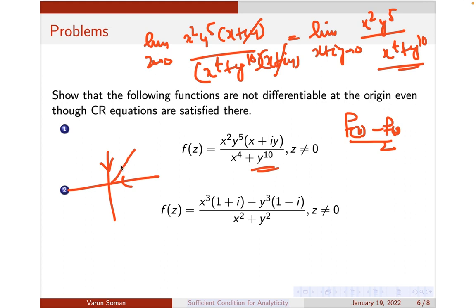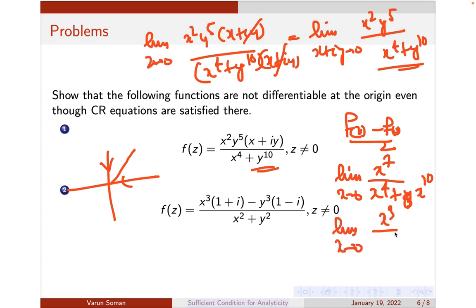If I come through the line x equal to y, it will become the limit as x tends to 0 of x raised to 7, because x is equal to y, by x raised to 4 plus x raised to 4 plus x raised to 10. At most you can simplify this to x cube by 1 plus x raised to 6. So when x tends to 0, this will become 0. Even in the line y equal to x, this will be true.